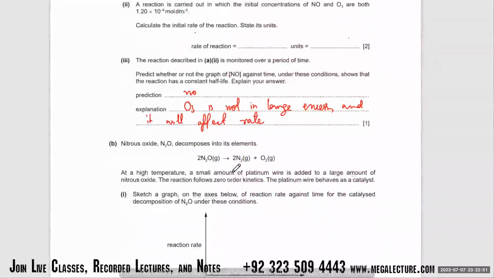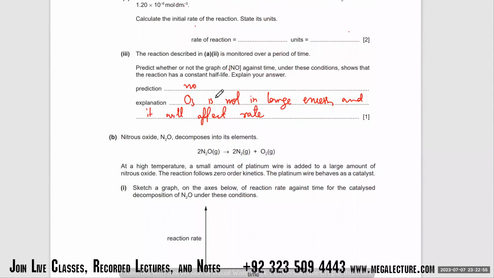Is it clear? Yeah, it's clear. Now the next one is nitrogen oxide. At a high temperature, a small amount of platinum wire is added to a large amount of nitrous oxide. The reaction follows zero order kinetics. The platinum wire behaves as a catalyst. Sketch a graph on the axis below of reaction rate against time for the catalysed decomposition of N2O under these conditions.